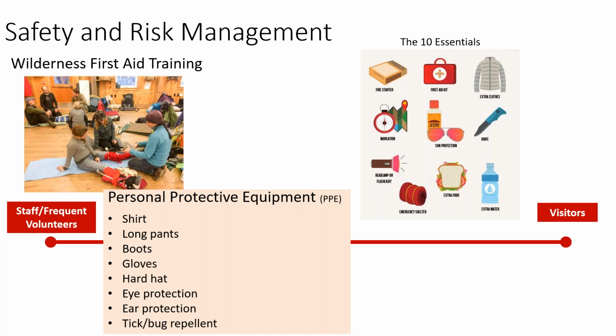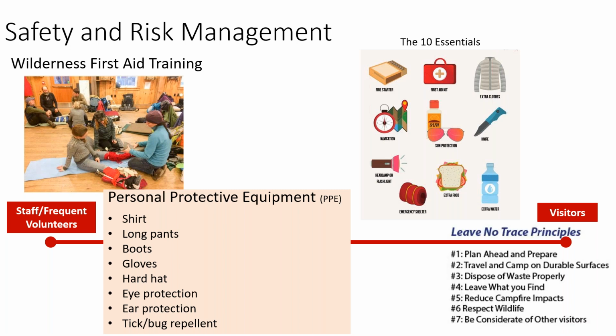The 10 essentials are really great too. That's a good way to introduce new volunteers to things that they should always just be prepared to have with them when they're out on the trail working. This includes a first aid kit, extra clothes, sun protection, etc. And then for visitors, the 10 essentials are important, but also the leave no trace principles and the Vermont trail ethic, as Luke mentioned previously. The leave no trace principles do highlight planning ahead and preparing.